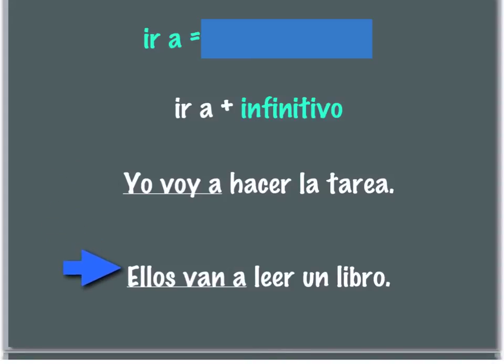Let's try it with another form of the verb ir. Conjugate it with ellos. Ellos van a leer un libro. Notice that the same thing happens as it did with our previous verb. We only conjugate the first verb, which in this case is ir. The second verb that comes after always stays in the infinitive. Same in the second example. We conjugate the first verb, but the second stays in the infinitive. Ir a plus the infinitive.